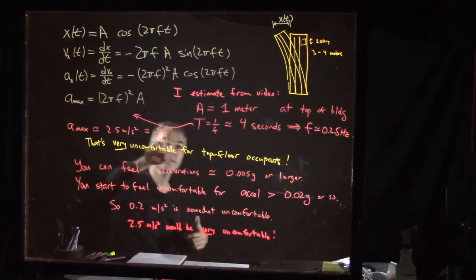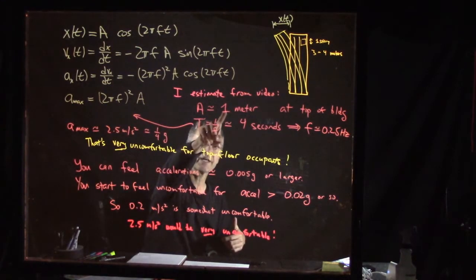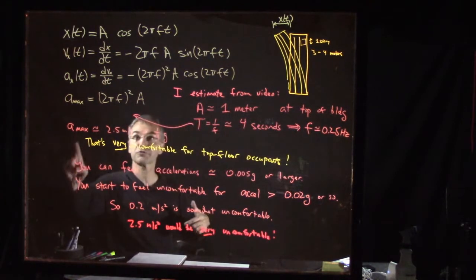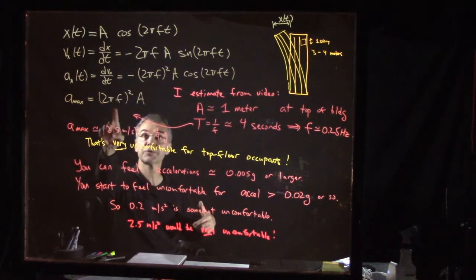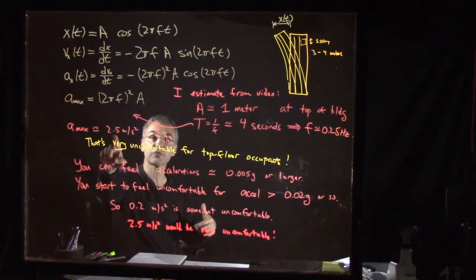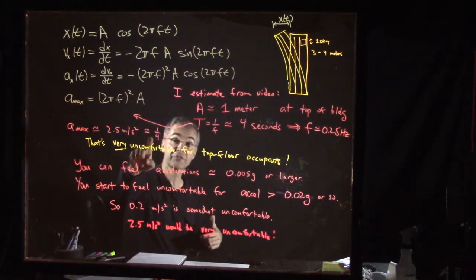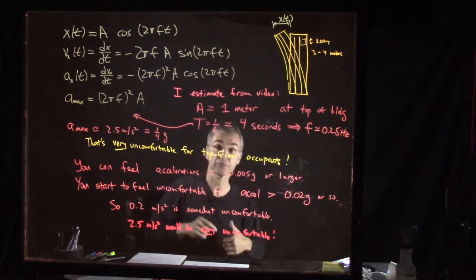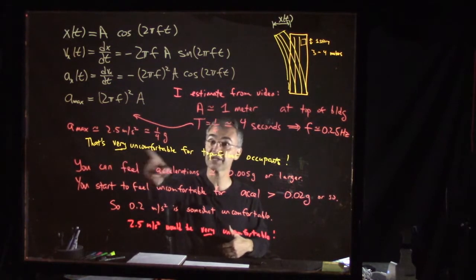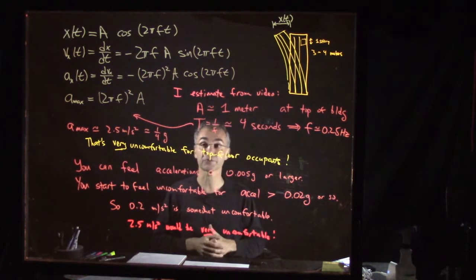So we can plug in. I plug in a meter as my estimate for the amplitude and a quarter of a hertz for my estimate for the frequency. I put the numbers in and I get the maximum acceleration is about 2.5 meters per second squared, which is about a quarter of a G. A G is 9.8 meters per second squared. So that's actually a huge acceleration. That would be very uncomfortable for the occupants of the top floor of this building.